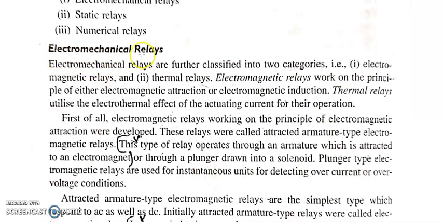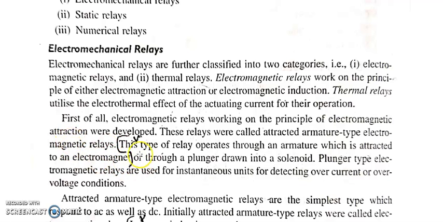In electromechanical relays, we have two types. The first one is the electromagnetic relay. The second one is the thermal relay. Electromagnetic relays work on the principle of electromagnetic attraction or electromagnetic induction. Let us see what the difference is between electromagnetic attraction and electromagnetic induction. First, we shall discuss electromagnetic relays, which work on the principle of electromagnetic attraction.